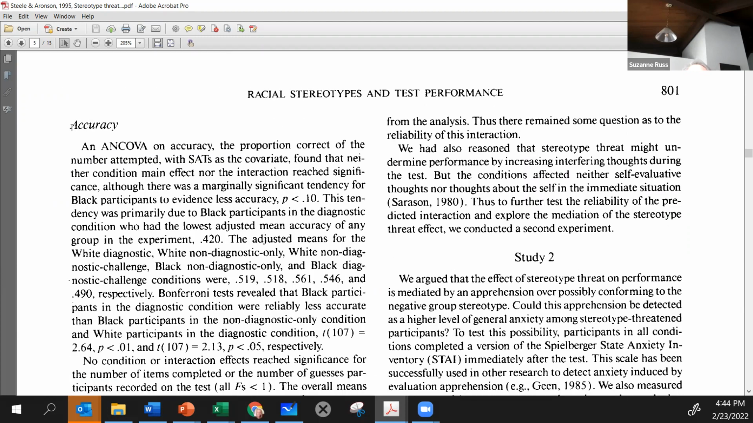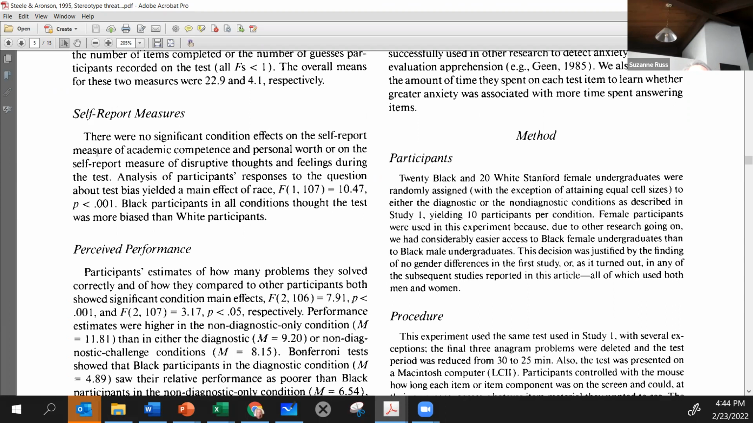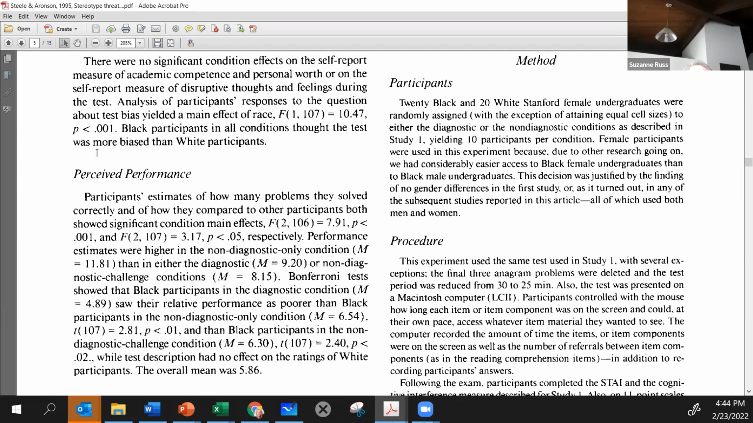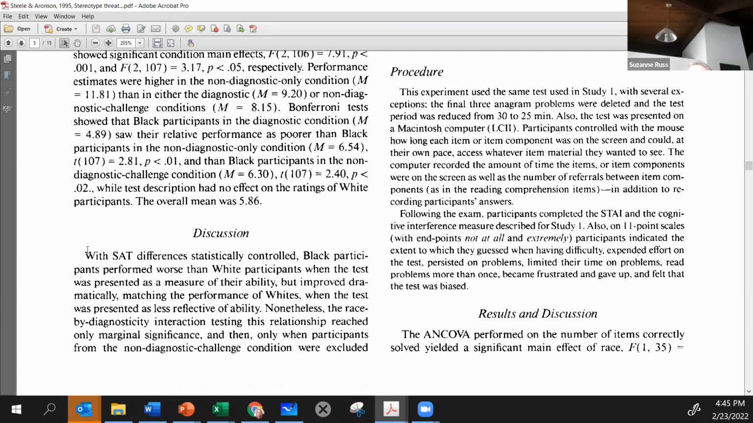So don't get too stressed if you don't understand the results exactly, but do read them. And then after the results, they're going to tell you what these results mean a little bit. So let me see if they do this here. And it's in the discussion section. That's where they're going to tell you what these results mean.